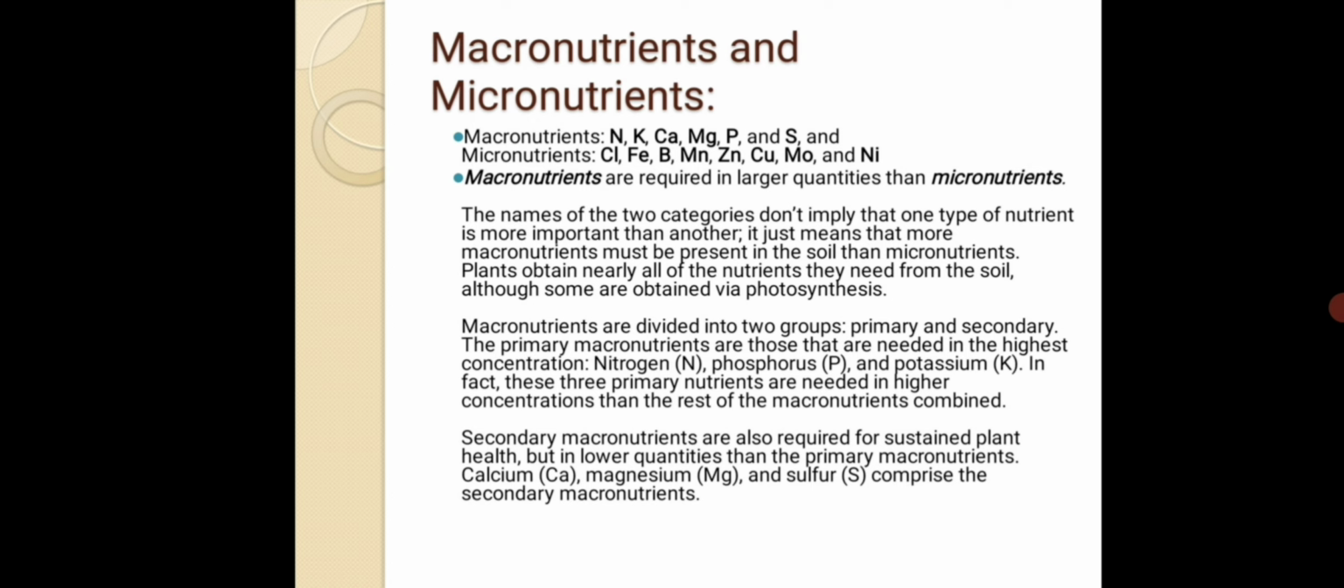Then macronutrients and micronutrients. The macronutrients are nitrogen, phosphorus, potassium, calcium, magnesium, sulfur. Micronutrients are chlorine, iron, boron, manganese, zinc, copper, molybdenum, and nickel. Macronutrients are required in larger amounts by plants for their growth and development. Macronutrients are grouped into two parts: primary nutrients and secondary nutrients. The primary nutrients are nitrogen, phosphorus, potassium, and the secondary nutrients are calcium, magnesium, sulfur. The primary nutrients are needed in higher amounts for growth and development, but the secondary nutrients are also needed, though not in that much amount.